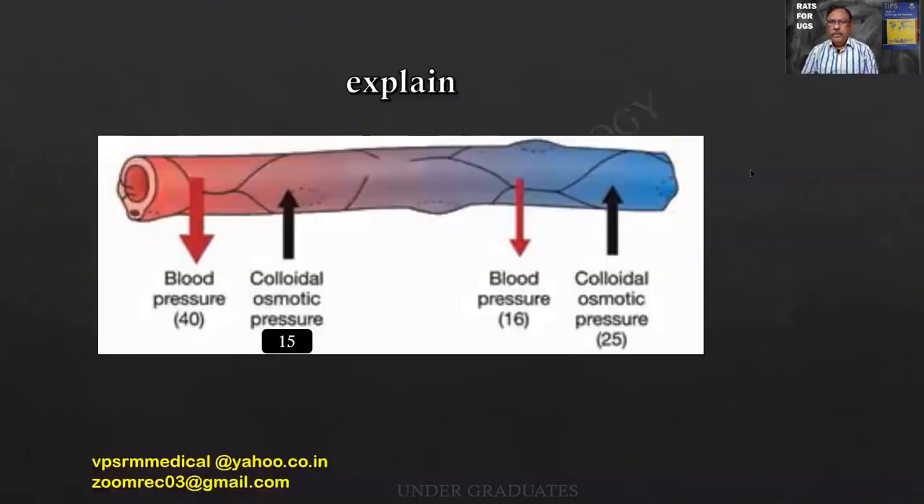This is a picture of an arteriole, a capillary, and a venule. At the arteriolar end, you find that the blood pressure is more, around 40 millimeters of mercury, whereas the colloid osmotic pressure is less. At the venular end, on the contrary, the colloid osmotic pressure is more and the blood pressure is less. And these are the two forces which will decide the inflow and the outflow of blood. This is called Starling's hypothesis. We shall come to that later.